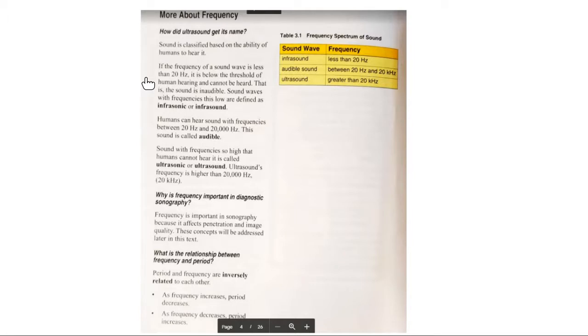And sound waves with frequencies there are called infrasonic or infrasound. Now, humans can hear sounds with frequencies between 20 hertz and 20,000 hertz, which could also be 20 kilohertz. This sound is called audible.